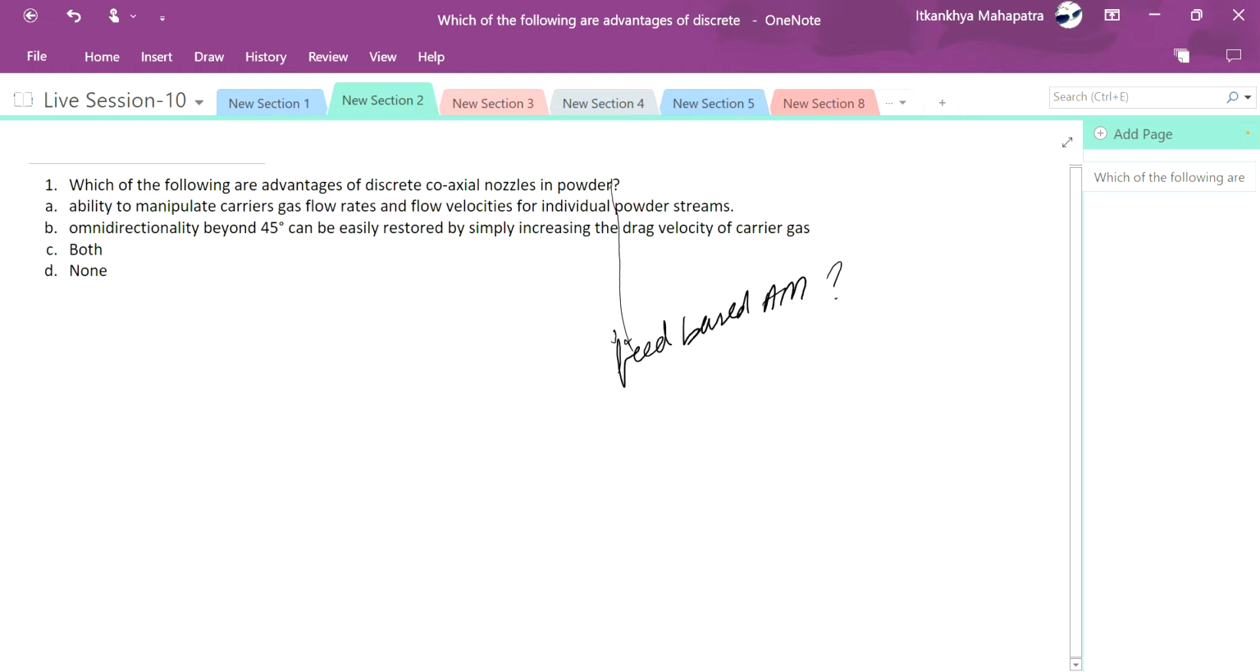Okay, so the advantage of the discrete coaxial nozzle is the ability to manipulate carrier gas flow rates and flow velocities for individual powder streams, and also the omnidirectionality beyond 45 degrees can be easily restored by increasing the drag velocity of the carrier gas. So both are the correct options.